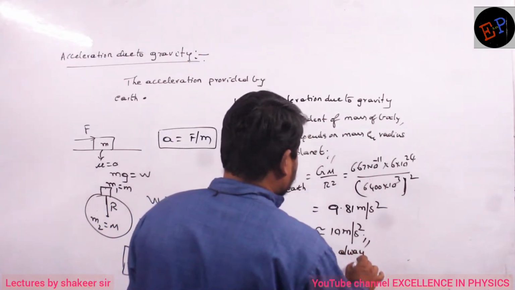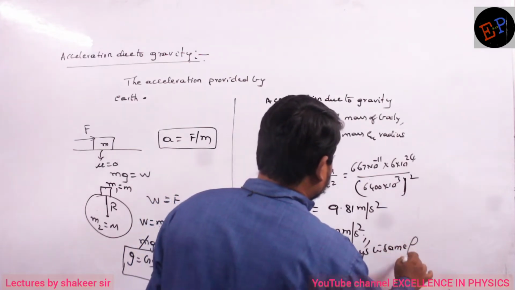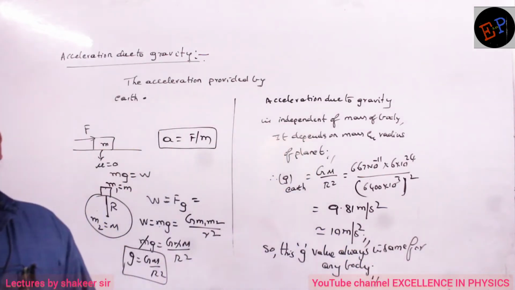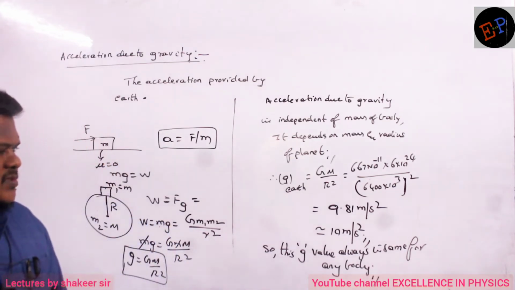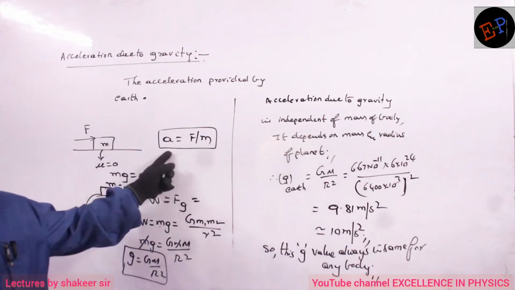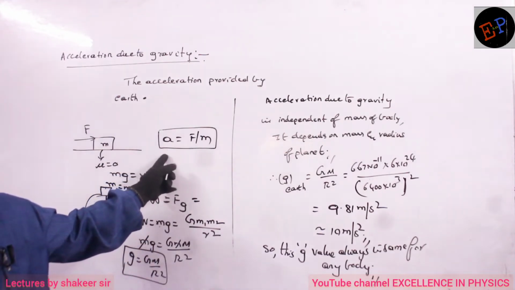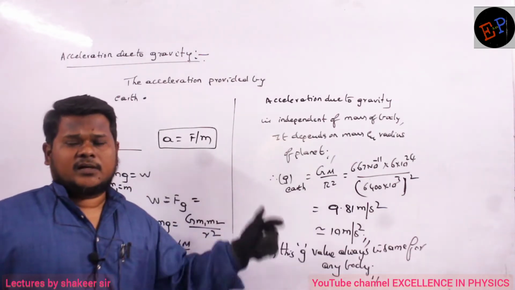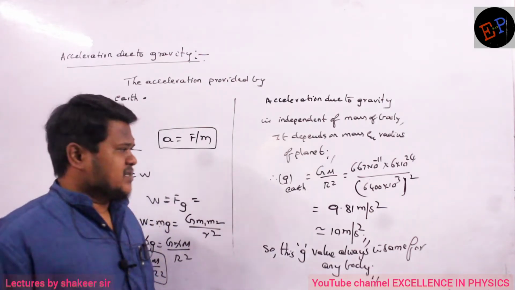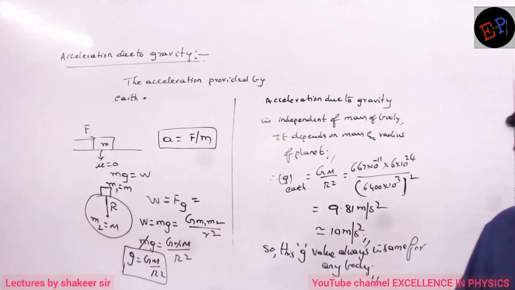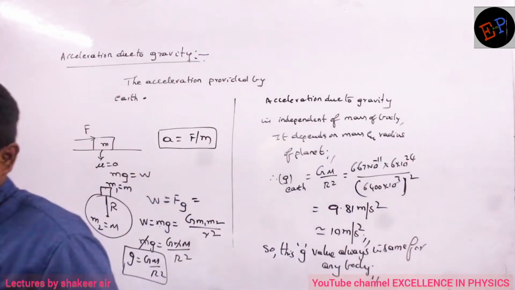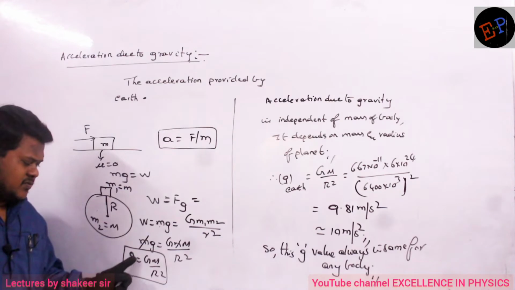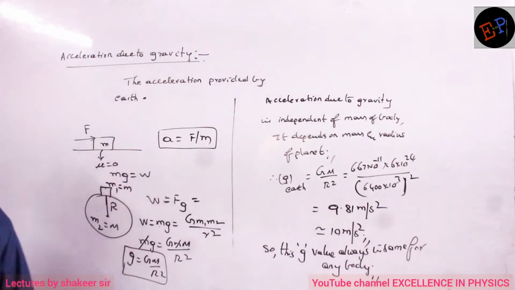Okay, so this g value always is same for any body. Okay, ma? g value doesn't change depending on the body. It is always a constant. This is the most important point. So for bodies moving on Earth, you can give any type of acceleration. But acceleration given by Earth is always same, and it is 9.81 meter per second square. Clear? That's it. Okay. So this is the most important equation, ma, to calculate g of any planet, not only Earth, for any planet. g is equal to GM divided by r square.